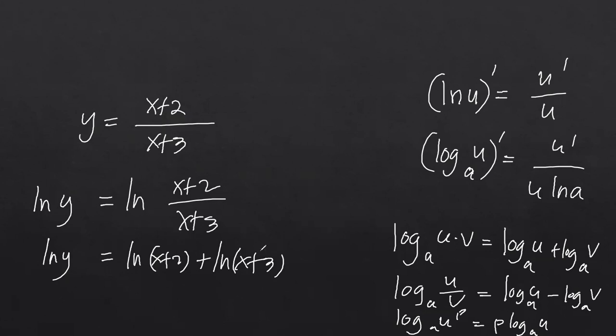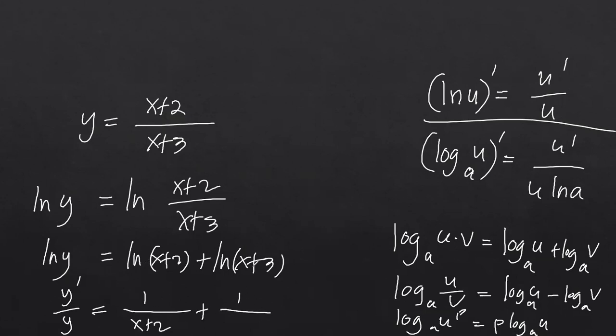After that, we will now get the derivative of both sides of our equation. As we can see, we will just apply this one. The derivative of the function y in terms of x is just y prime over y. And this one, the derivative with respect to x: the derivative of x plus 2 is just 1, because the derivative of x is 1 and the derivative of 2 is 0, and you copy the function x plus 2. So it's very easy to find the derivative of this. And next is 1 over x plus 3.